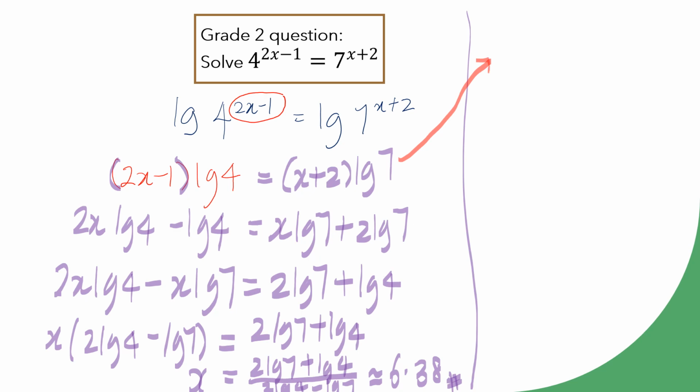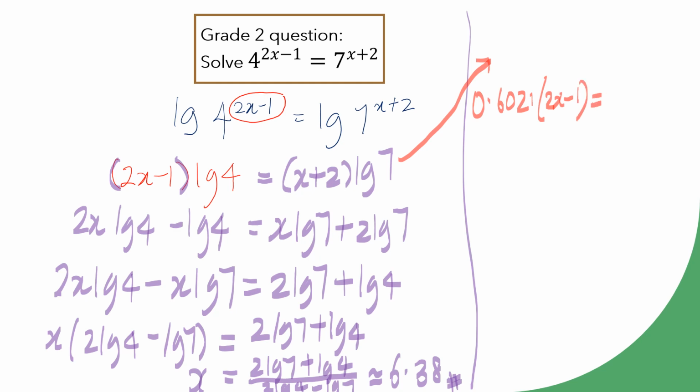So basically, because log 4, you can just use a calculator to evaluate log 4. So log 4 will give you 0.6021. Put it to 4 significant figures. So you will have 0.6021 times 2x minus 1.